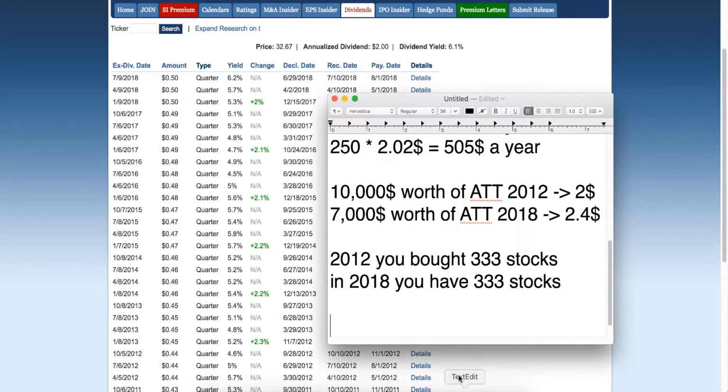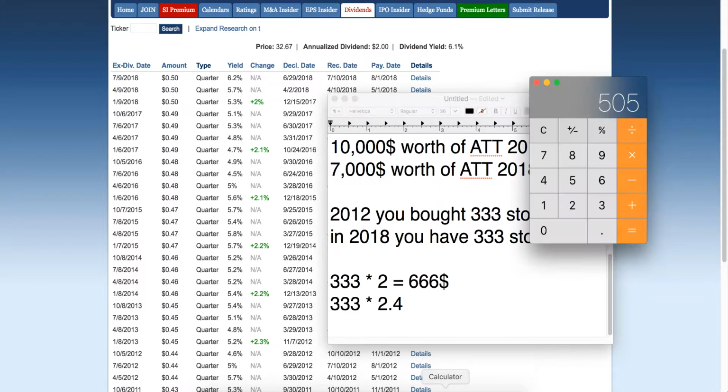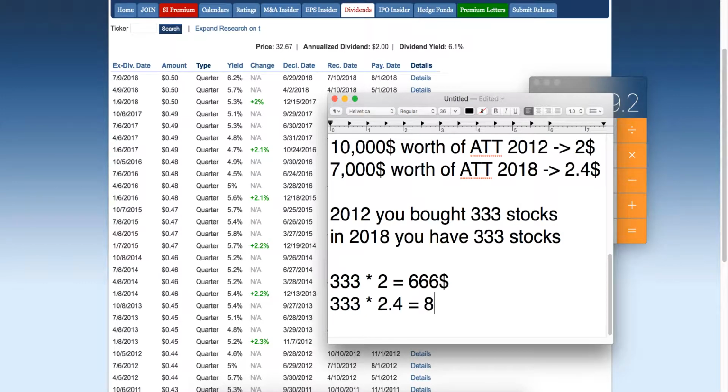But you see here that in 2012, you were making 333 multiplied by 2, it's going to be 666, the number of the beast. I swear I didn't plan for this. And in 2018, again 333, right? But now you're getting 2.4. So you're making 333 multiplied by 2.4. So now you see that you're making almost $800.